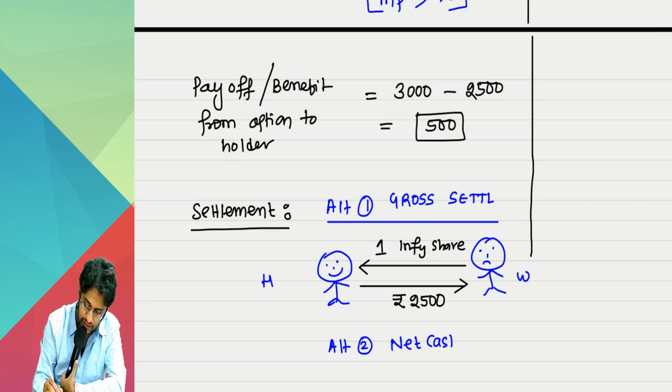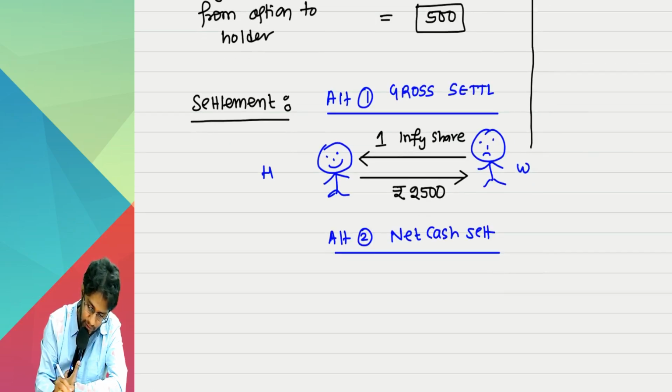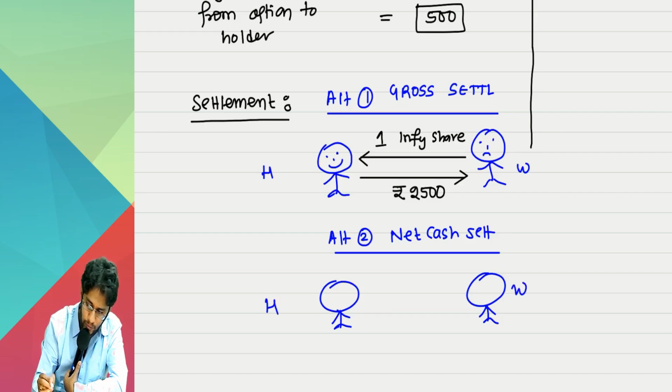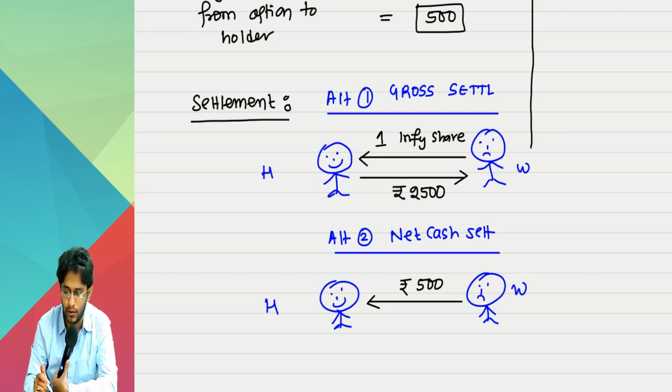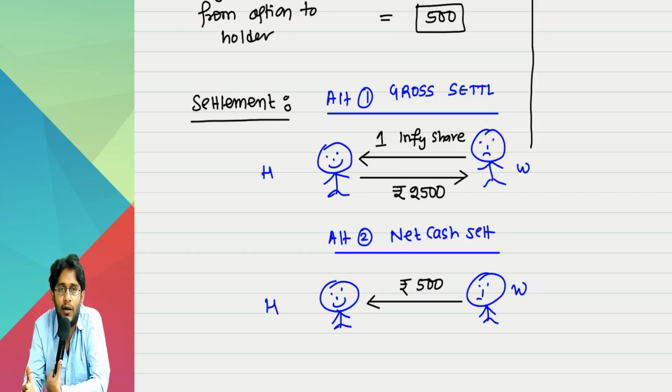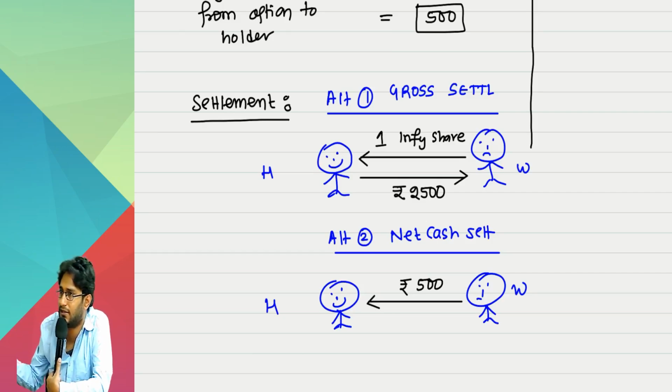Alternative 2 is called net cash settlement. In a net cash settlement, there is no selling or buying now. Only the gain or loss is settled. This writer is still sad. What is the fun of delivering shares and all? Ultimately my loss is 500, your gain is 500 as of today, so I pay you 500, take it, close the show. This is called net cash settlement.